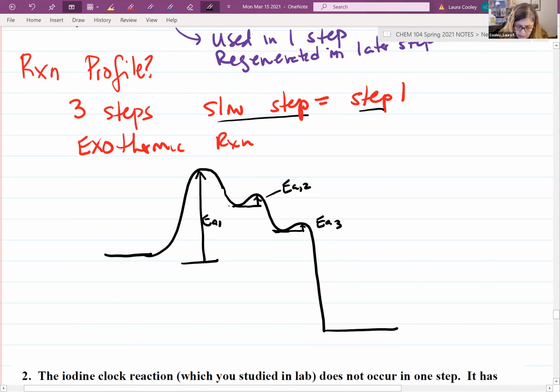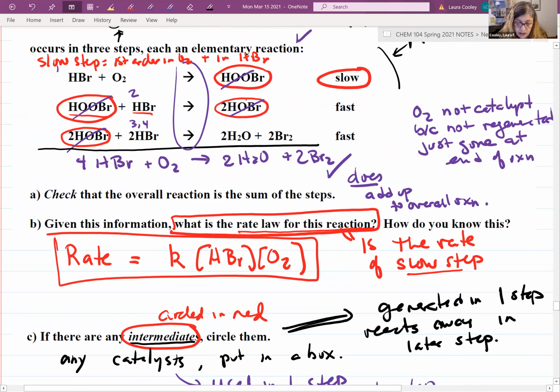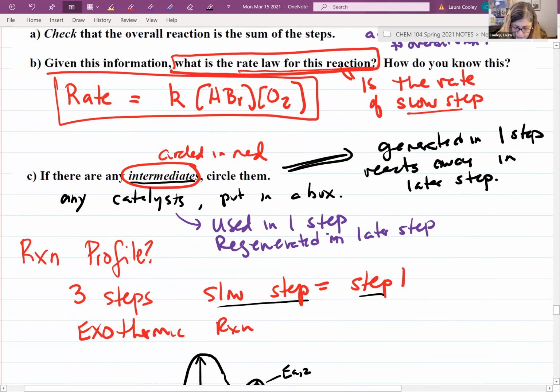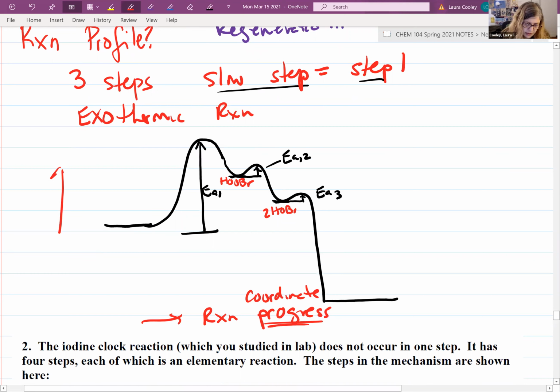You have to start here from the middle, from that valley in between the two, which is where you have those intermediates. So that first valley would correspond to HOOBr. And the second one would be HOBr, I think, right? Yeah. Okay. And so this would be the reaction progress. Sometimes it's called reaction coordinate. That's what it means, reaction progress, energy. This is the delta H over here.